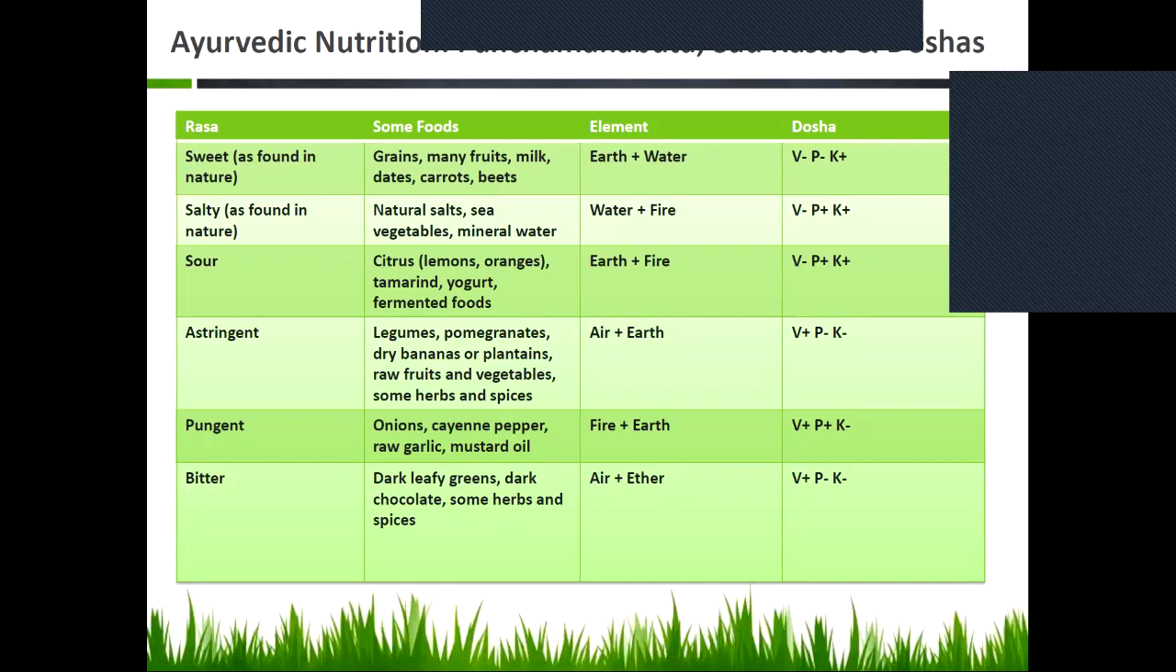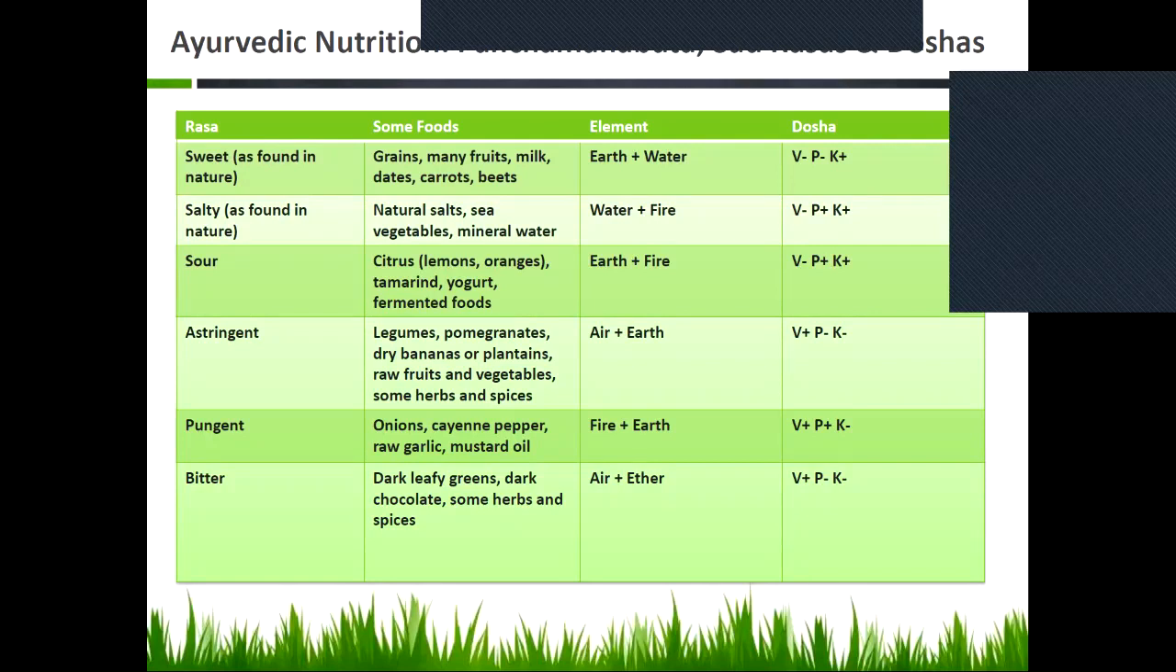Sour, earth and fire again. So this is again something, I think you already have this in your study aids. Print this out and memorize it. You need to know this. Memorize it. There's no way. Astringent is air and earth element. Pungent is fire and earth element. Bitter is earth. So rasa and its element. Please memorize it.